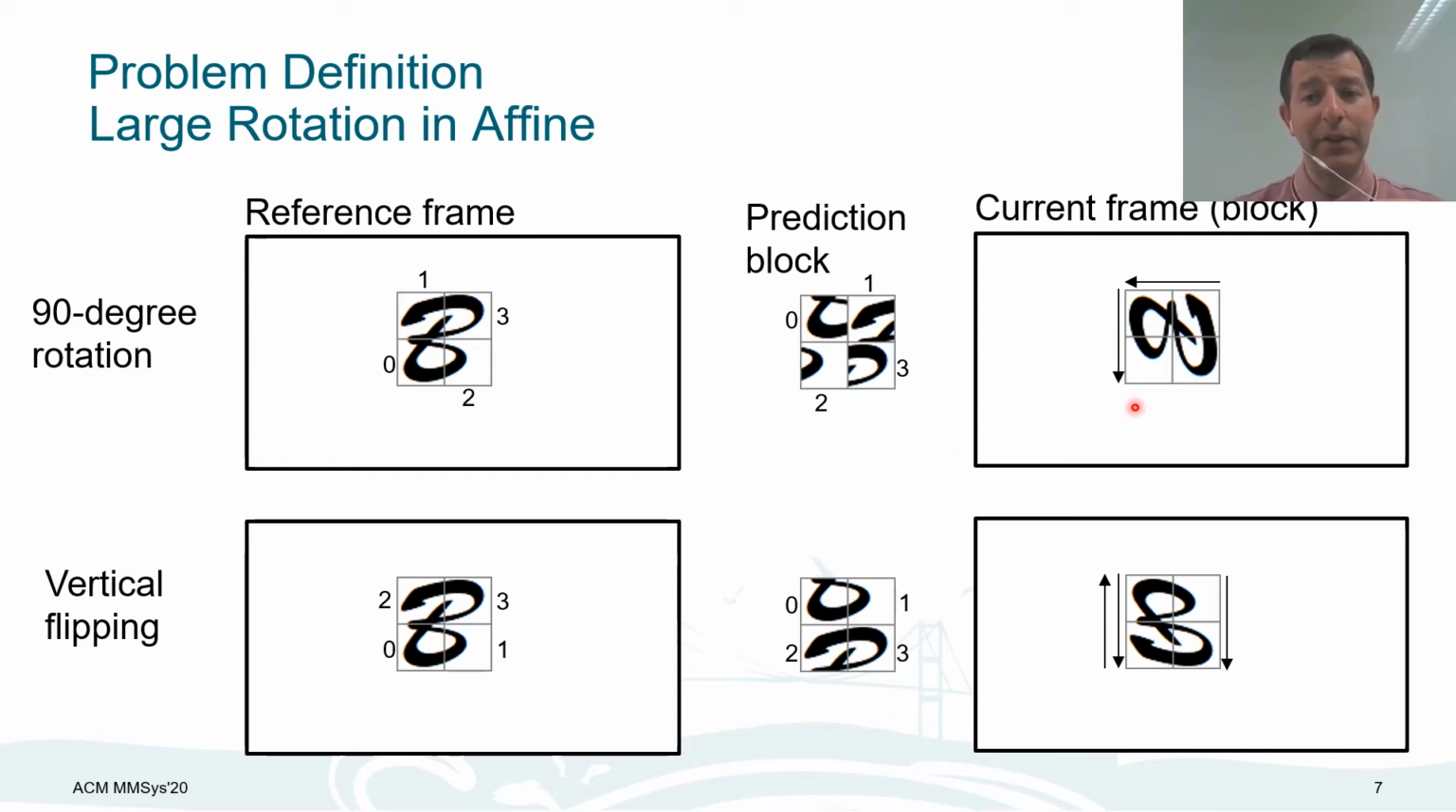For example, let's say this is the current object in the current frame. Let's say it was like this in the previous frame. With these motion vectors, theoretically it is possible to signal this 90-degree rotation. But when you apply the subblock-based affine motion compensation, the prediction block will be like this, which is completely useless. Or in the example below, vertical flipping can be signaled with these motion vectors, but the affine motion compensation will generate this prediction, which is completely useless for this block.